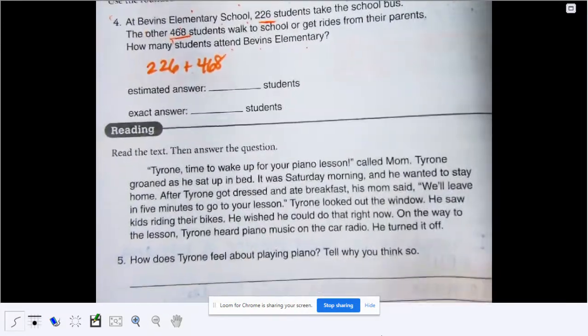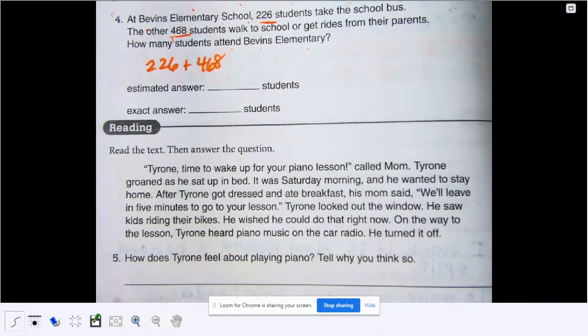And finally, on the bottom, read the text and answer the question. The question says, how does Tyrone feel about playing piano? Tell why you think so.